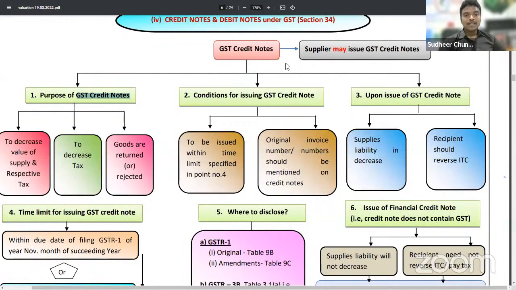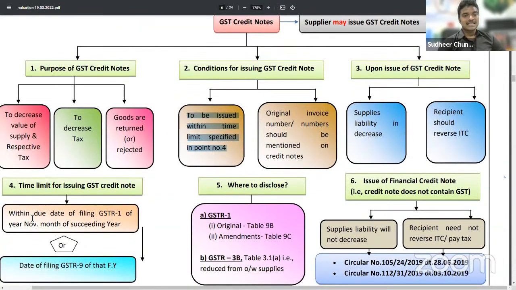But one thing to be remembered here is the conditions for issuing a GST credit note. It is to be issued within the time limit specified in point number 4. Sir, what is point number 4? Here I have given it. Sir, the recent budget amendment I have also included. This GST credit note should be issued before November of the succeeding year. Earlier it was September only.